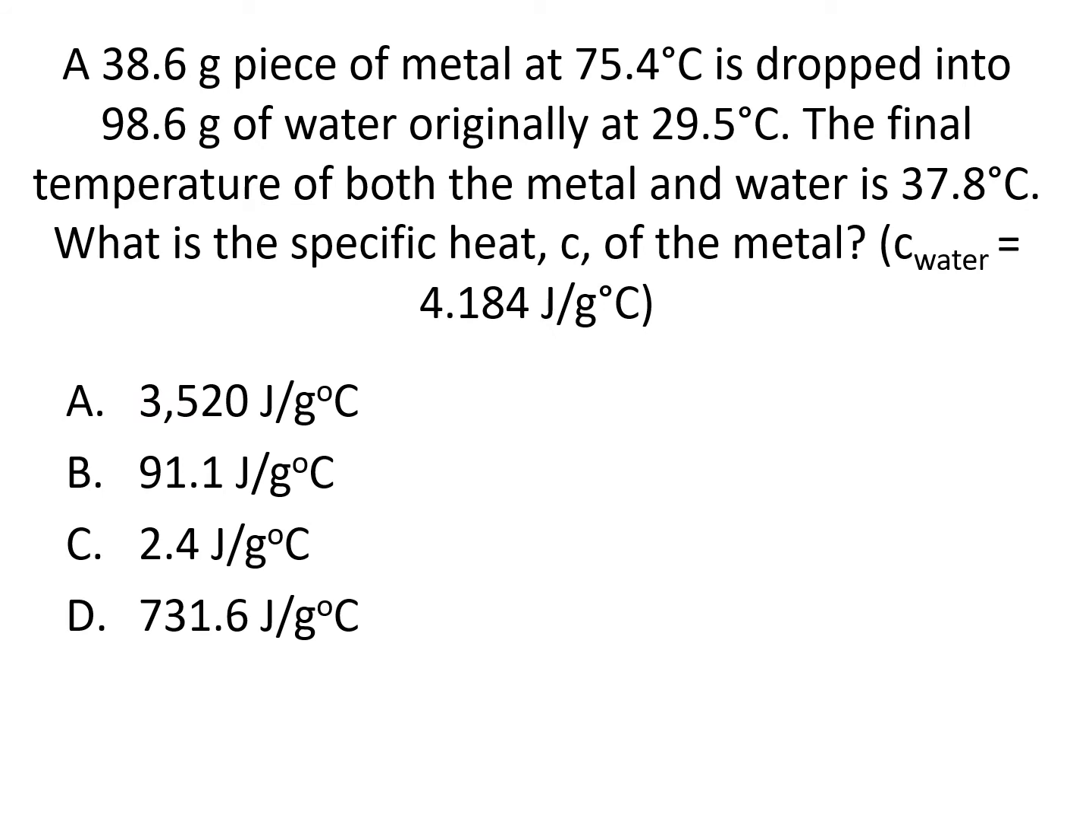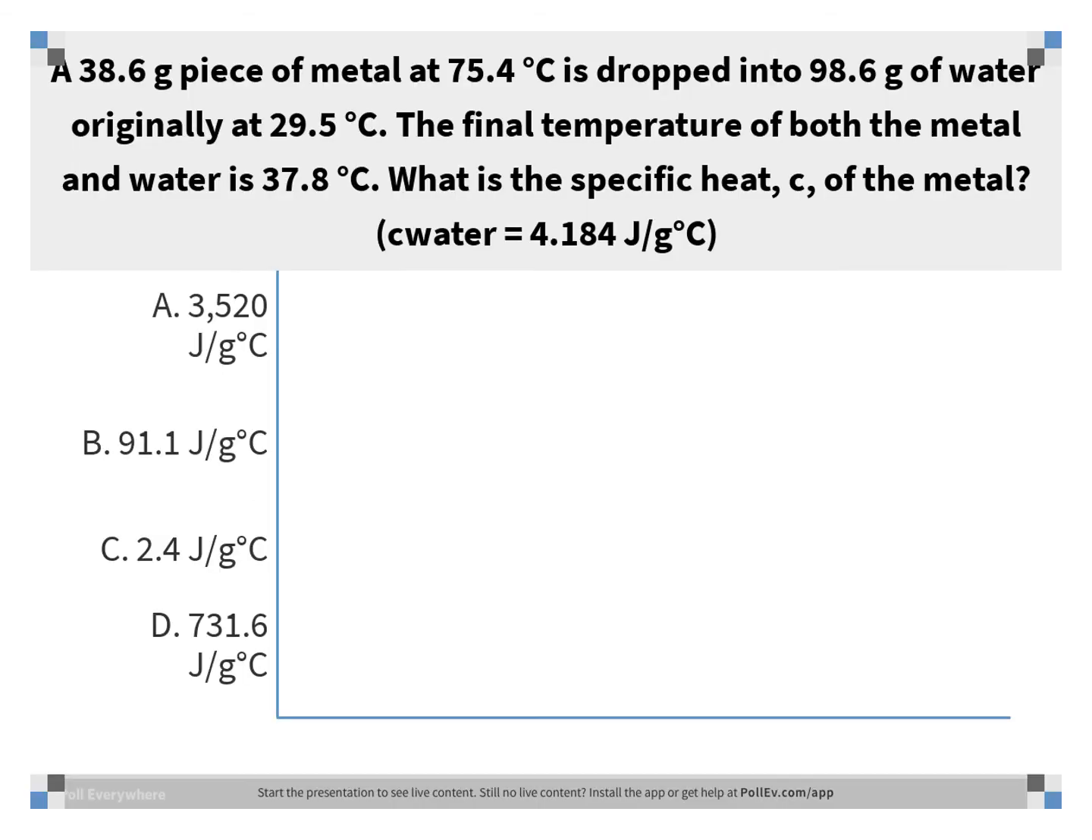So here's a question for you to try. It's another calorimetry problem where we have a hot piece of metal dropped into cooler water. And what we're trying to find is the specific heat of the metal. So the answer is C, 2.4 joules per gram Celsius.